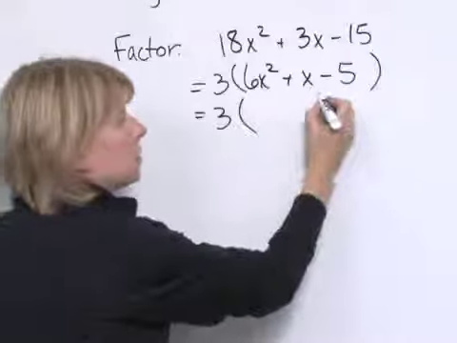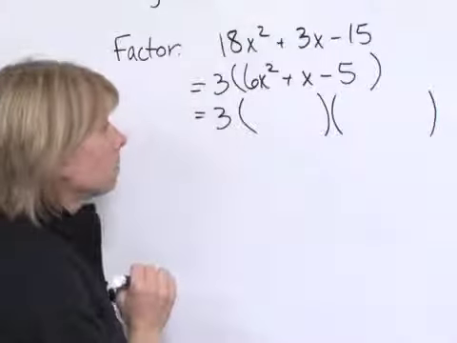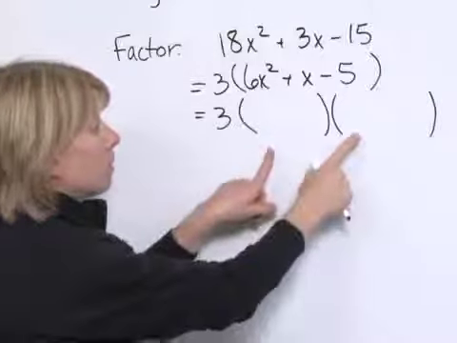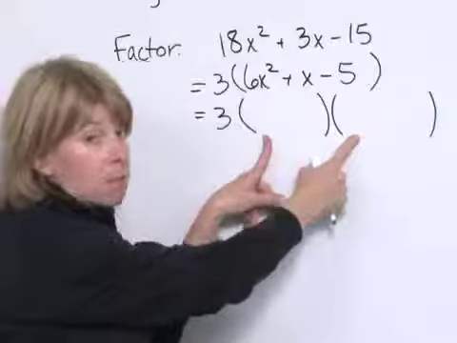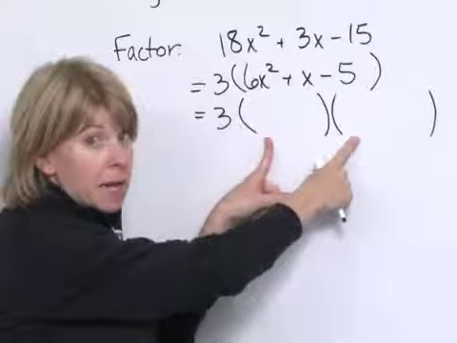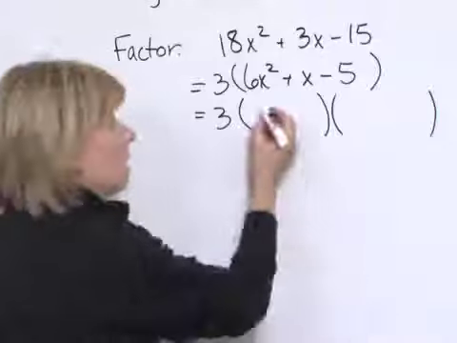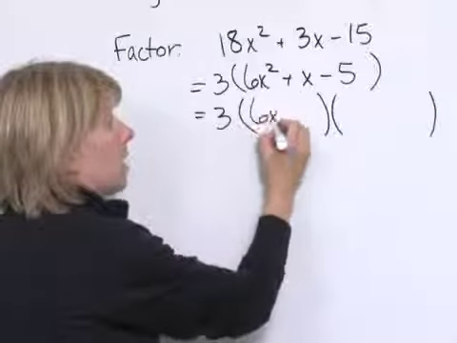I'm going to make our two sets of parentheses whenever we factor a trinomial. And remember, the terms that go here and here need to multiply to 6x squared. One possibility is 2x and 3x, and the other possibility is 6x and x. I'm going to try 6x and x.